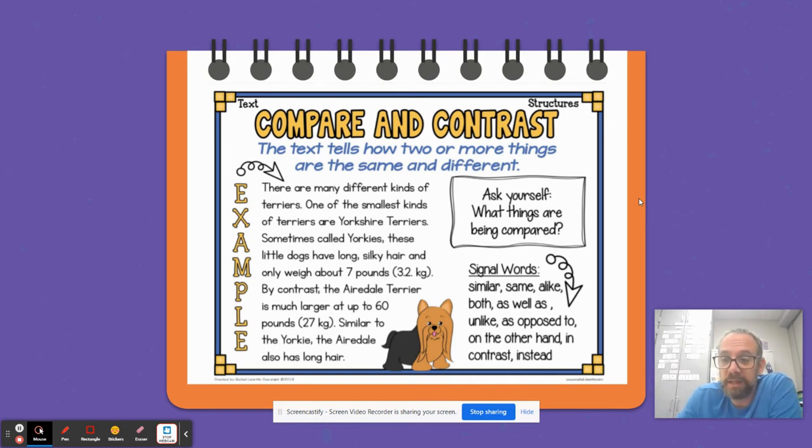So we have some similarities: both of these dogs are terriers. They both have long hair. But the size of the animals is different. The Airedale Terrier is much bigger than the Yorkshire Terrier. So immediately, you can see some of the similarities and differences with these animals.